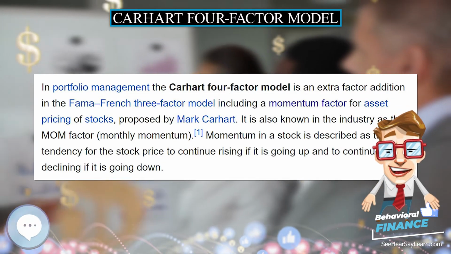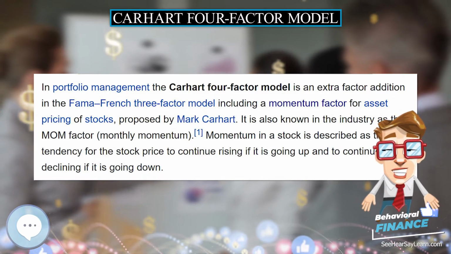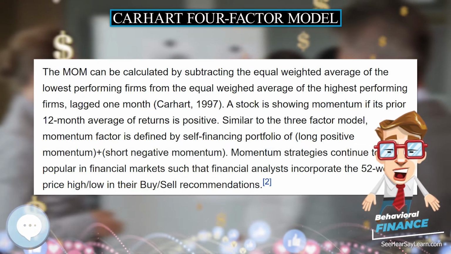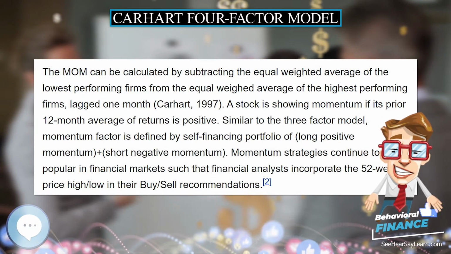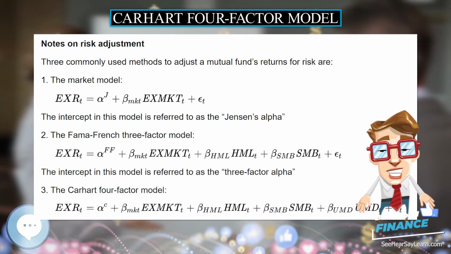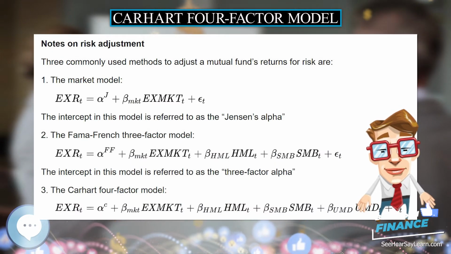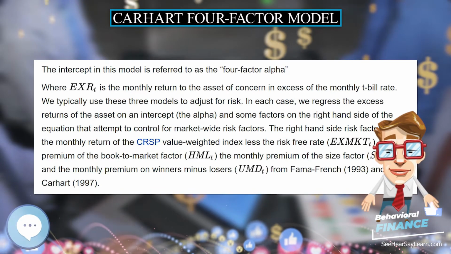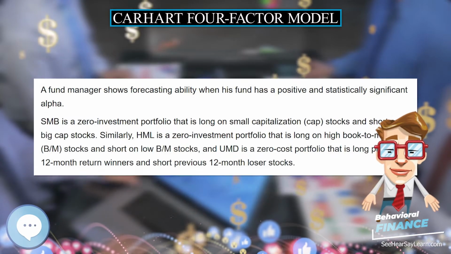Where Ext is the monthly return to the asset of concern in excess of the monthly T-bill rate. We typically use these 3 models to adjust for risk. In each case, we regress the excess returns of the asset on an intercept, the alpha, and some factors on the right-hand side of the equation that attempt to control for market-wide risk factors.